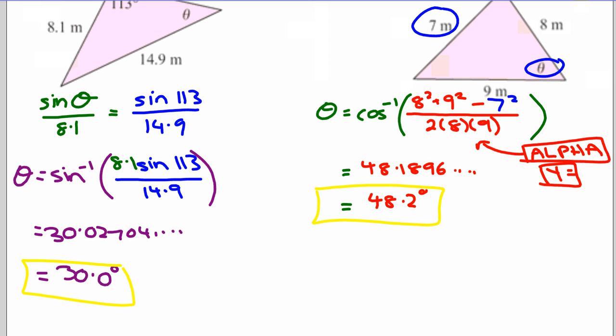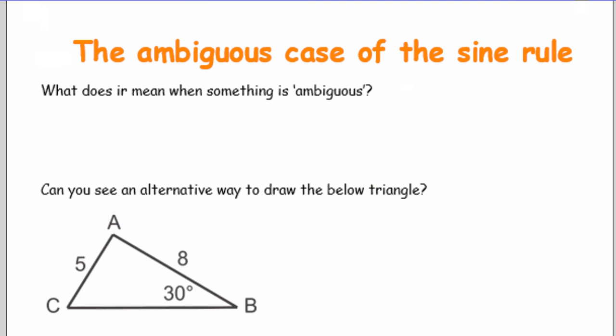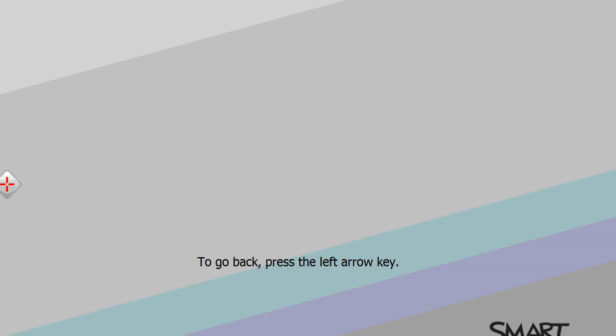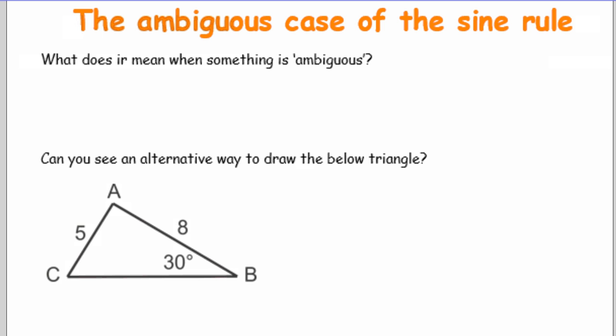Okay, we're on the next page. Something you might not be so familiar with is the ambiguous case of the sine rule. The ambiguous case of the sine rule is pretty easy to apply. You just have to be aware of it. It can be forgotten about. Like maybe you might not realize there are 2 answers to this question.